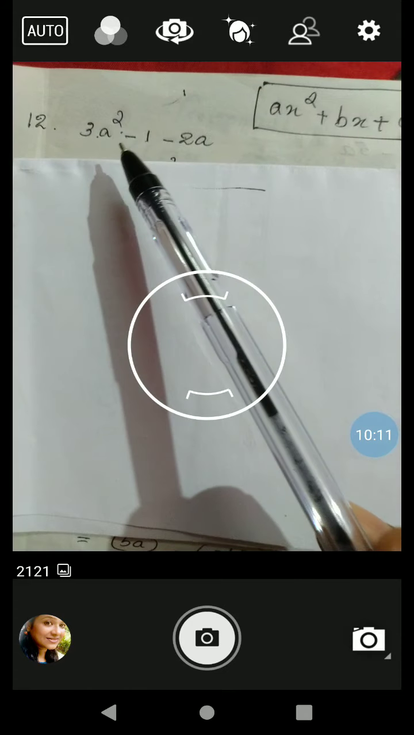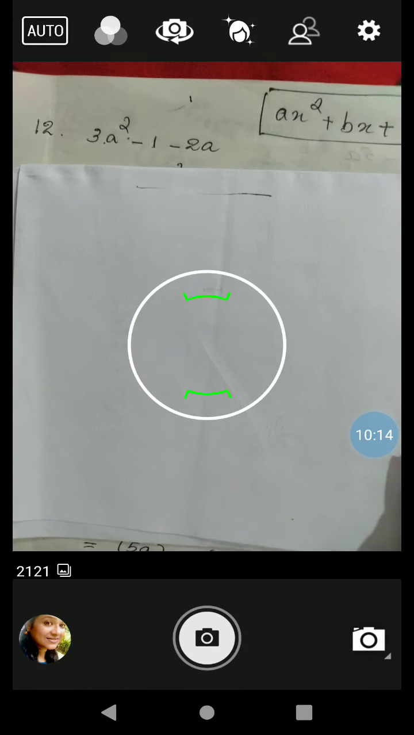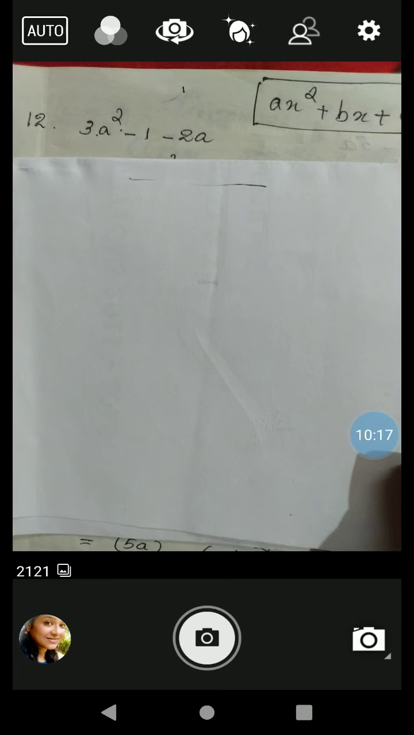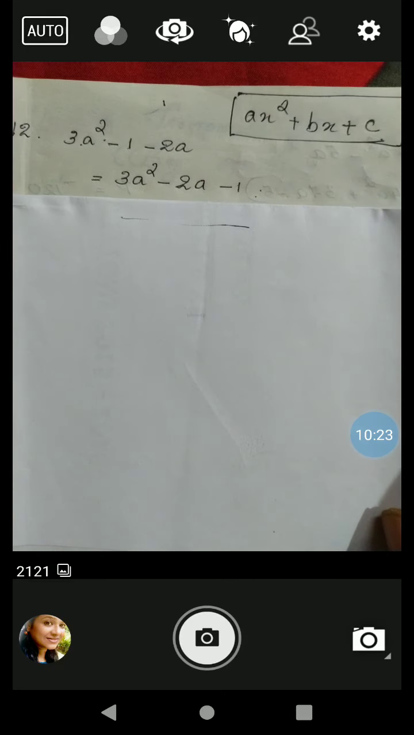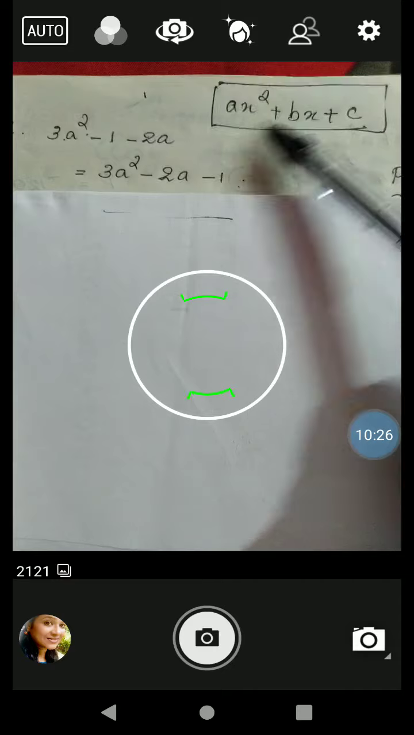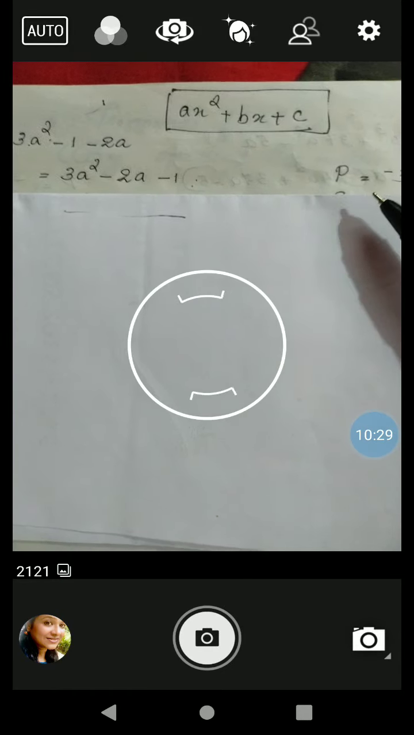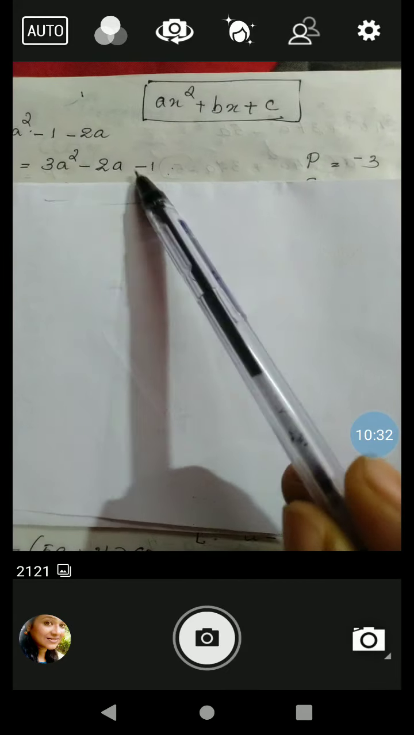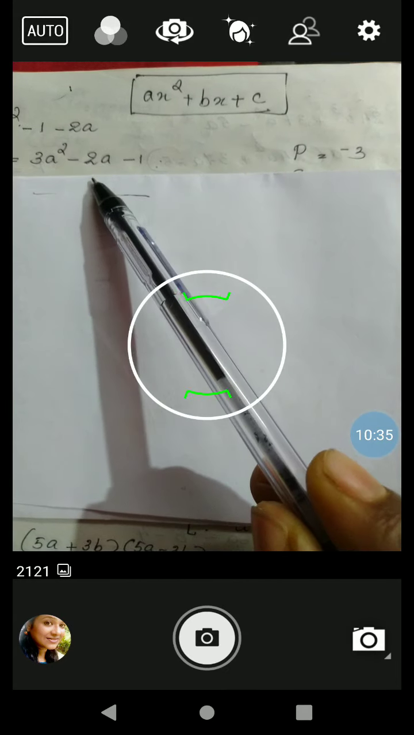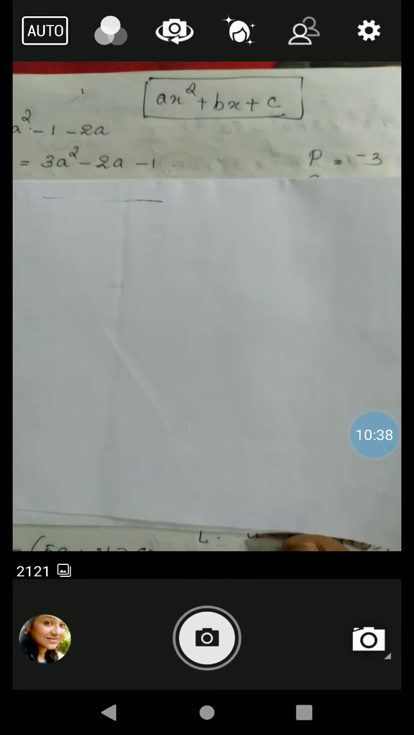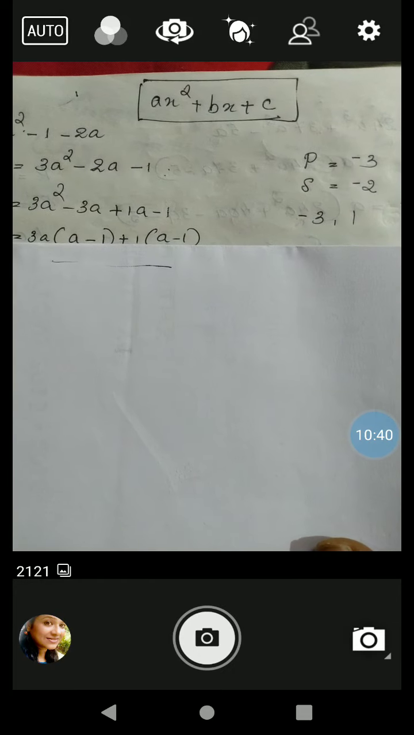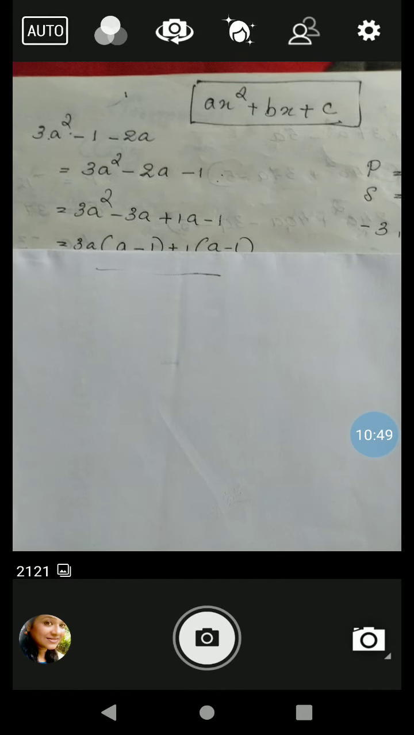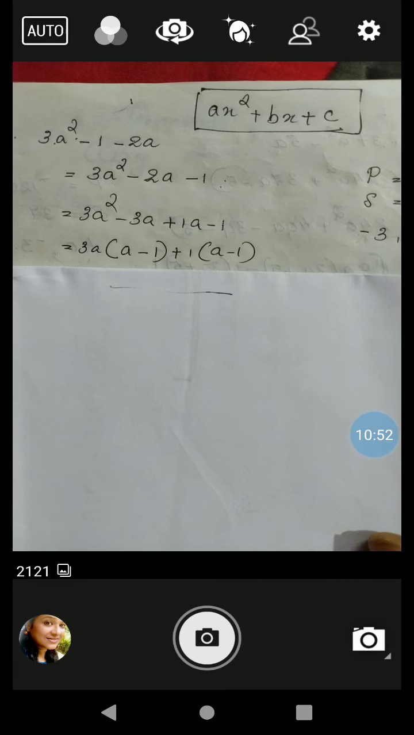Okay, so we can rearrange this. How? 3a square minus 2a minus 1. Rearrange it like this. Now both are the same form. Now we can apply the product and sum method. Product is 3 into minus 1, that is minus 3. Sum is minus 2. So which are the two numbers? Minus 3 and 1. Product is minus 3, sum is minus 2. So split the middle term. Minus 2a can be written as minus 3a plus 1a minus 1.